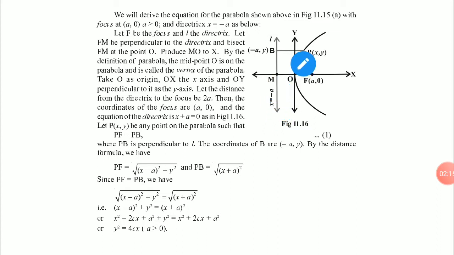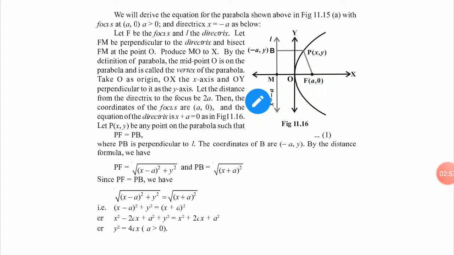So suppose P is (x, y). Join these two points, P to F, and also draw the line PB, which is perpendicular on the directrix. So what are the coordinates of B? X is minus a, and the y coordinate is y, because P is (x, y) and this distance is equal to y. So the coordinates of B are (minus a, y). And P is (x, y).